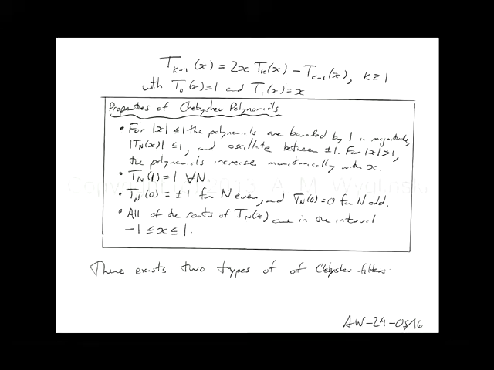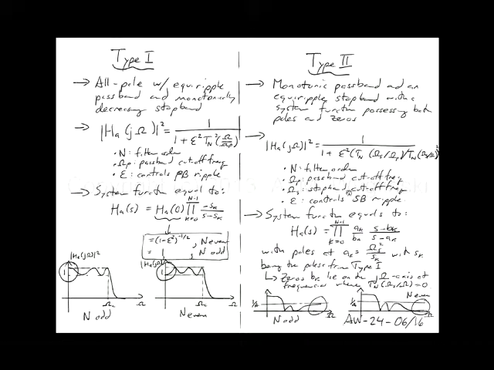As I mentioned before, there are two types of Chebyshev filters. On the left half, there's type 1. Type 1 is an all-pole realization, and it's equi-ripple in the passband and monotonically decreasing in the stopband. It looks like this guy down below here: equi-ripple in the passband, and then it decays to 0 in the stopband. And so it has the following response.